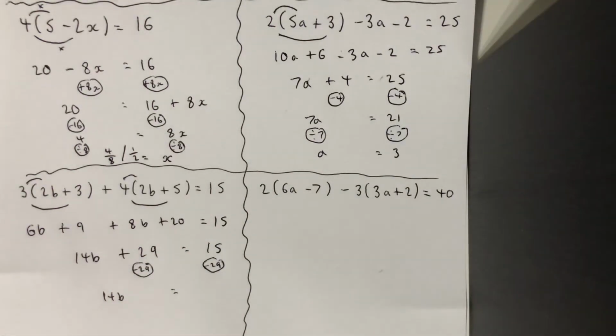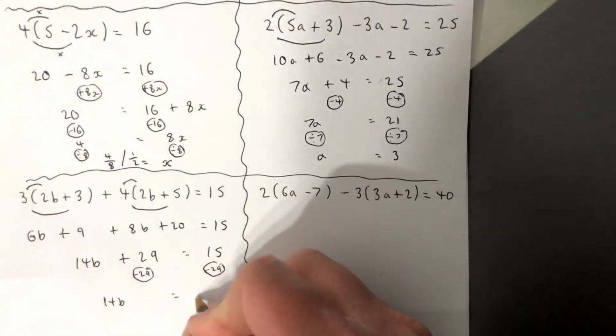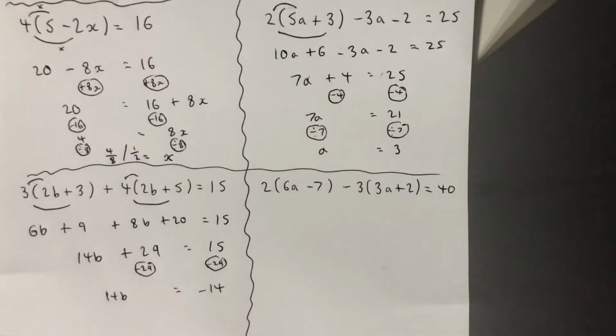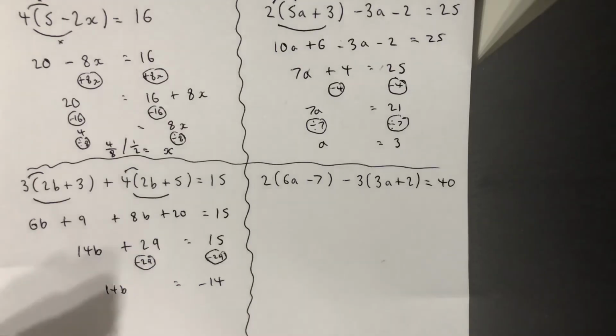15 take away 29. It's going to be a negative number. Well, okay, maybe it is. The amount of people that will panic there and not go with a negative number and go, okay, 29 take away 15, that's what it must be, 14. But it's not, it's minus 14. Really important you get that. I'll give you a different answer, obviously. 14b equals minus 14, so what number times 14 gives you minus 14?